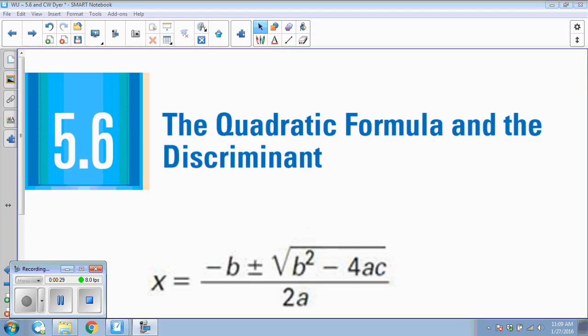The most common mistake that students will make when using the quadratic formula is they'll only put the square root over 2a. It's all over 2a. So I challenge you to not make that mistake. It's the whole thing over 2a.